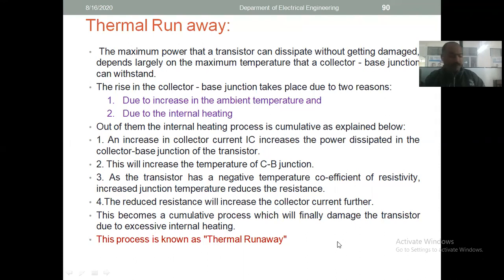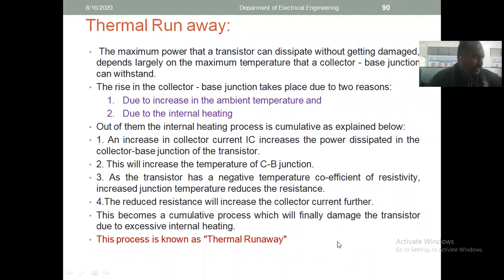So the important factor related to thermal runaway is the collector base junction. The collector base junction is the important factor for dissipating power. If the capacity of that junction increases, there should not be a possibility of thermal runaway. So when the temperature across the device increases, the collector base junction temperature should be kept constant. There are two reasons behind the increase in the collector base junction temperature.